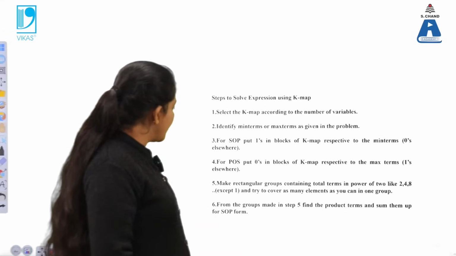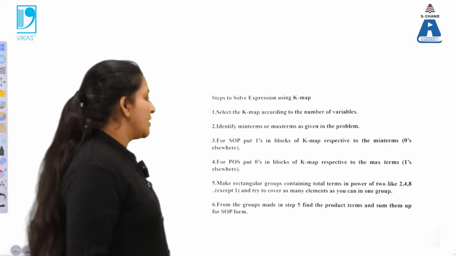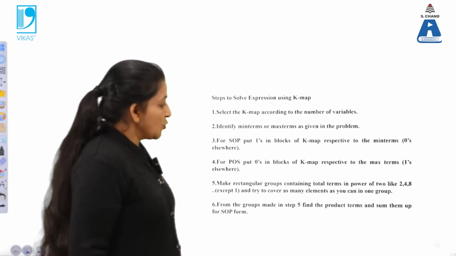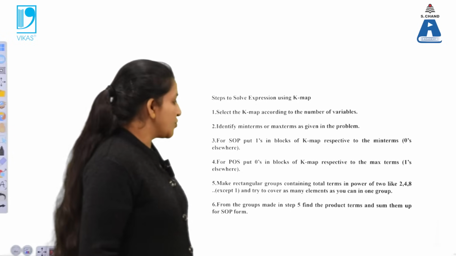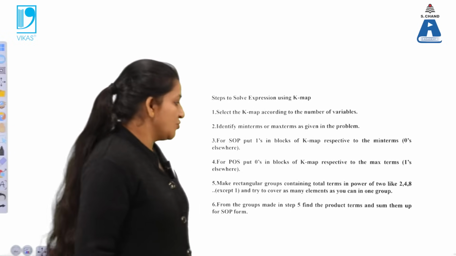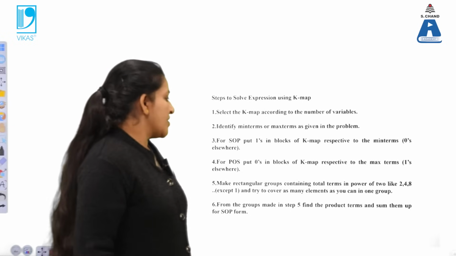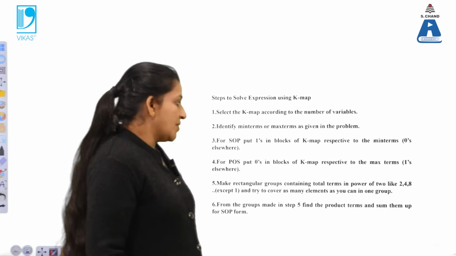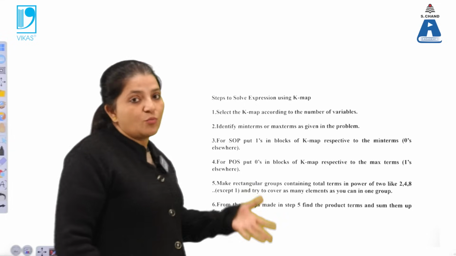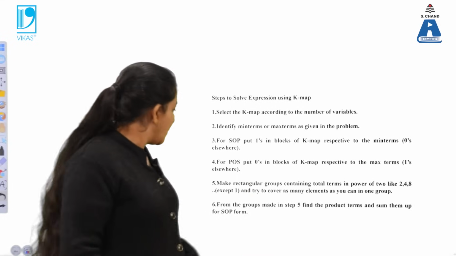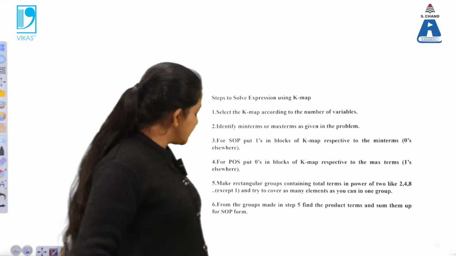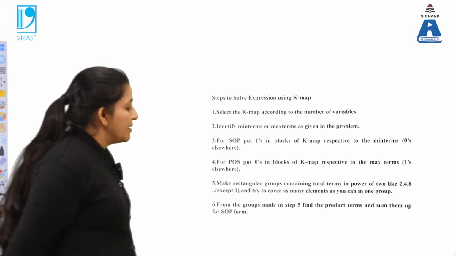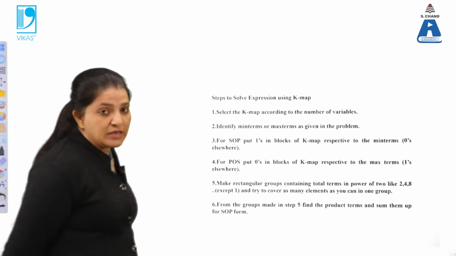The next step is to make a rectangular group containing a total number of terms in a power of 2, like 2, 4, 8, except 1. That means an even number of blocks is used here, and try to cover as many elements as you can in one group. So one group is formed, and we want to accommodate more of the elements into one group. And from the groups made in the previous step, find the product terms and the sum terms, and then we use them in the SOP form.